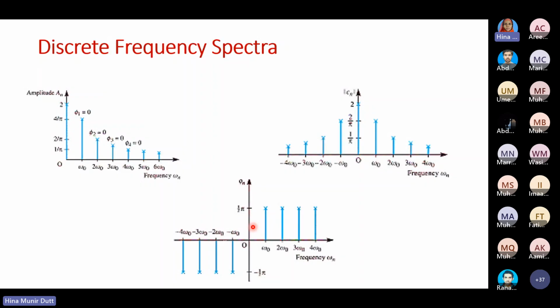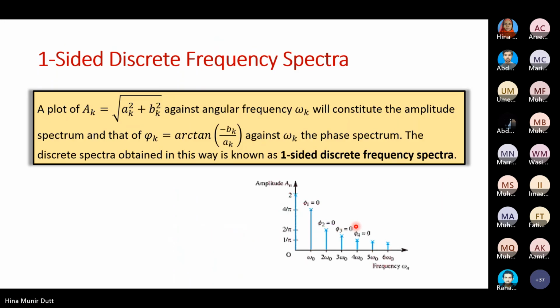And this is two-sided phase spectrum. So what is the difference between one-sided and two-sided? A plot of ak against angular frequency will constitute the amplitude spectrum, and that of phi k against omega k, angular frequency, will constitute the phase spectrum. So the discrete spectra obtained in this way is known as one-sided discrete frequency spectra.